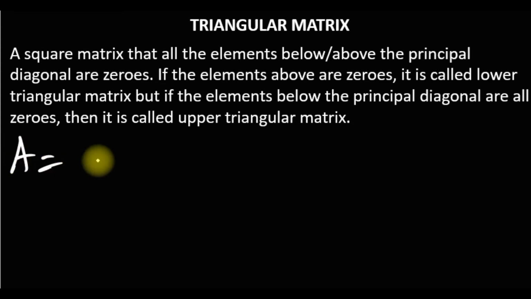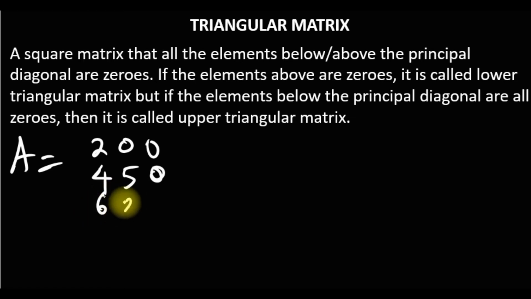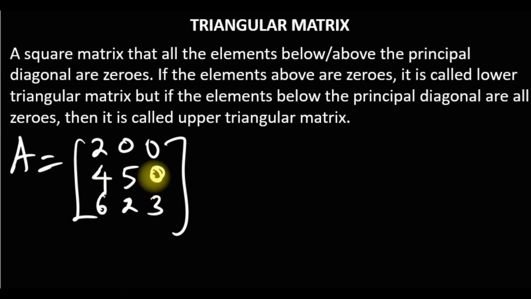matrix A, maybe 2 0 0, 4 5 0, and maybe 6 2 3. What do you notice? This is the principal diagonal, and the elements above it are zeros. So this is called a lower triangular matrix.